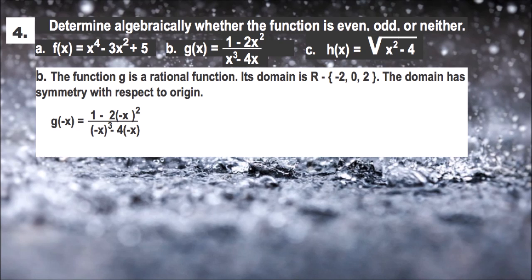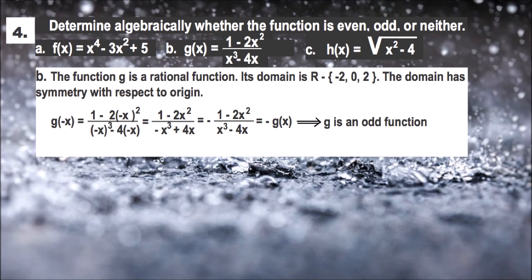g of negative x equals (1 minus 2 times (negative x) squared) over ((negative x) cubed minus 4 times negative x), which equals (1 minus 2x squared) over (negative x cubed plus 4x). Factor a negative 1 in the denominator, obtaining negative (1 minus 2x squared) over (x cubed minus 4x), which equals negative g of x. Therefore, g is an odd function.